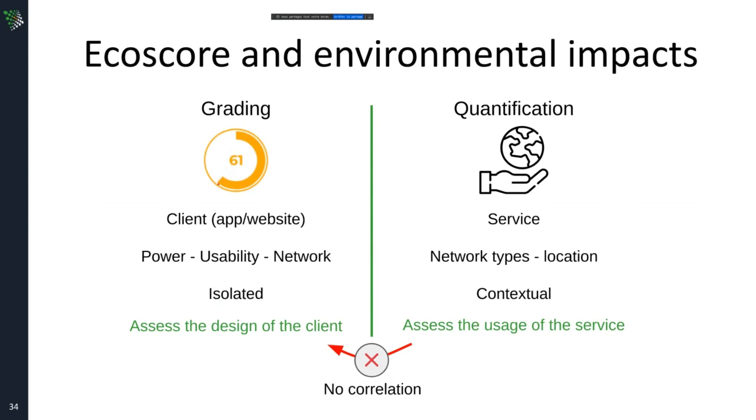So it estimates the impact of the application in total isolation from its context. Whereas the quantification of environmental impact accounts for the context, including the types of networks that the user relies on. Is it 5G or 4G or fiber or so on? And it also depends on the location. If your users are in France or in Poland, it's not the same impact that is estimated here, but the eco score will be the same.